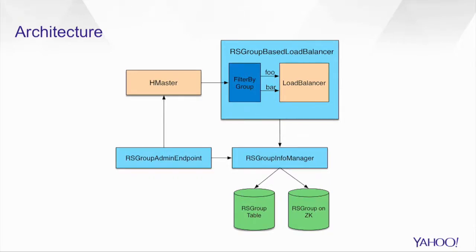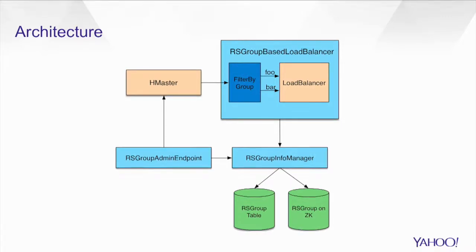So what we've done is create this RS group-based load balancer, which doesn't actually do any balancing. What it does is take that input, group those sets of servers and regions by region server group, and feed them group by group into the load balancer. Thereby, we guarantee that all the regions only go to region servers that are part of the same group.